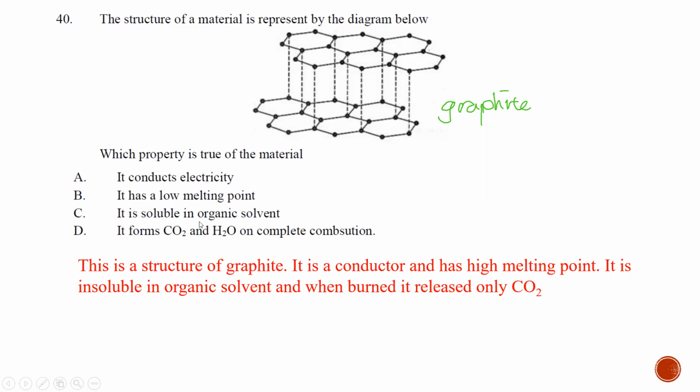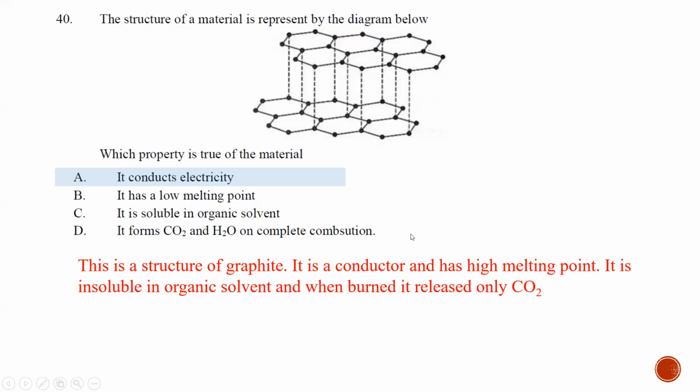It is soluble in organic solvents? It is insoluble because it has a giant covalent structure in here. And it forms CO2 and H2O? When graphite is burned, it only forms carbon dioxide. So the best answer in 40 is A. Okay, so that is all for the 40 objective questions that I have for you. So let's continue with the essay questions, the structure questions, shall we?